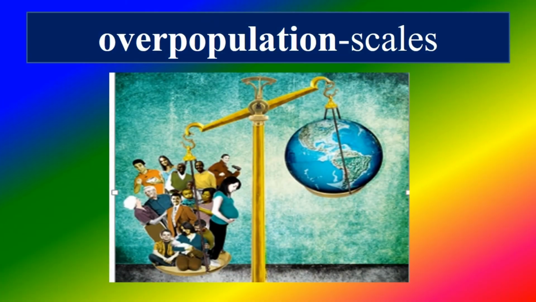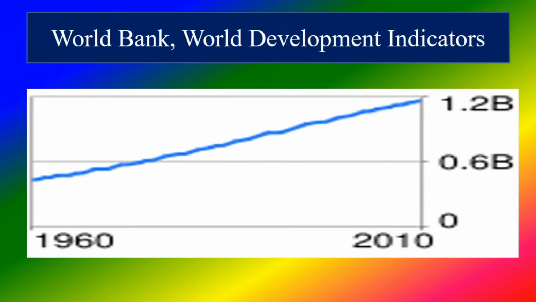Overpopulation scale. Look at this graph. World Bank, World Development Indicators. In 1960, there was around 0.6 billion population. In 2010, 1.2 billion population. Within 50 years, the population has doubled.